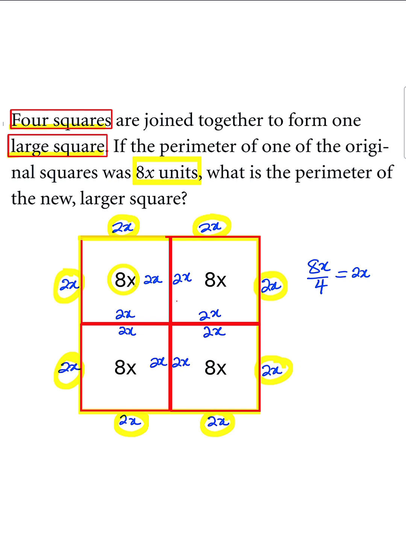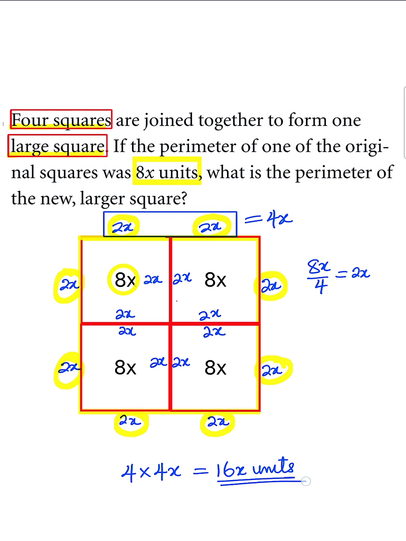So the sum of this is equal to 4x, and we know how many sides we have? We have 4. So here we have 4 times 4x, which gives us 16x units for the perimeter of the new larger square.